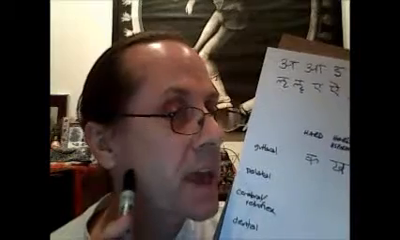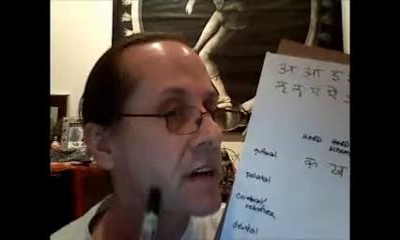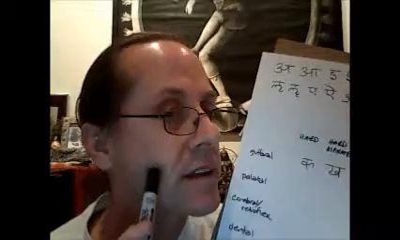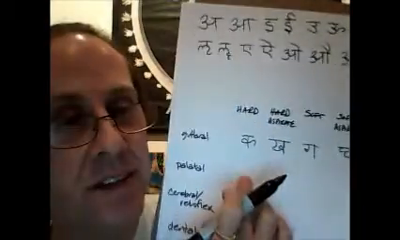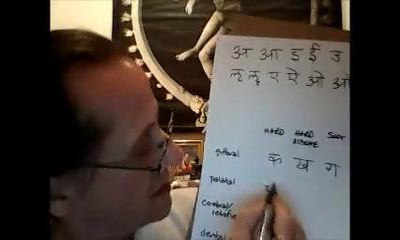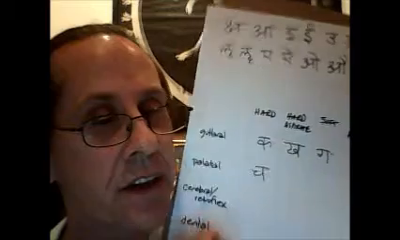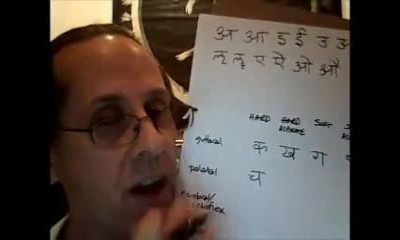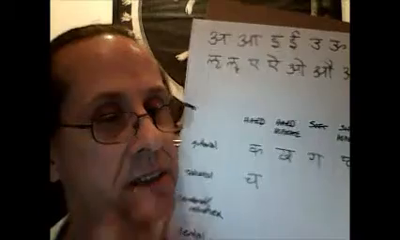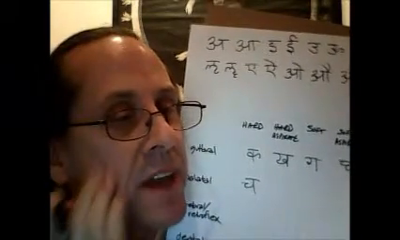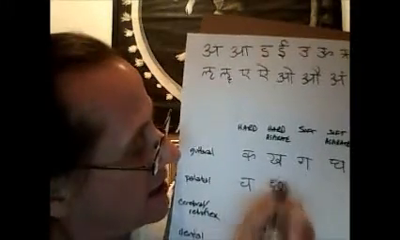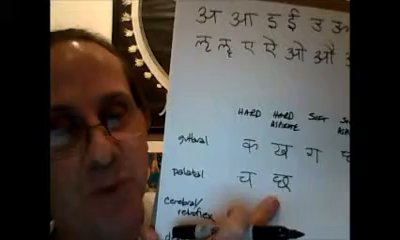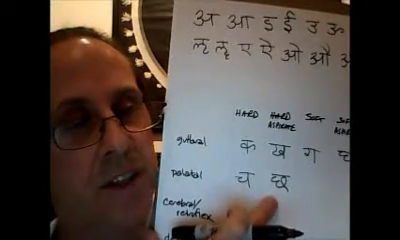Now, we've started at the back of the throat, and now we move to the upper palate, where the tongue interacts with the upper palate. These are called the palatals. Again, the hard palatal is first, and it is cha, like our CH, but without an h sound. Just with the teeth, the tongue is cupping the upper palate. Then we move to the aspirated, chha.